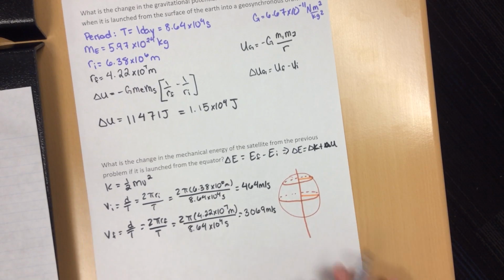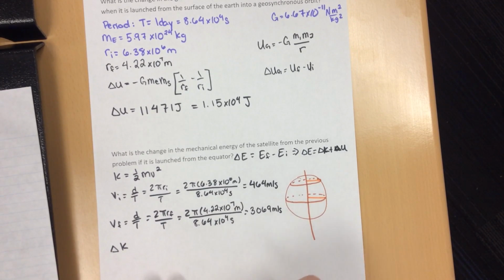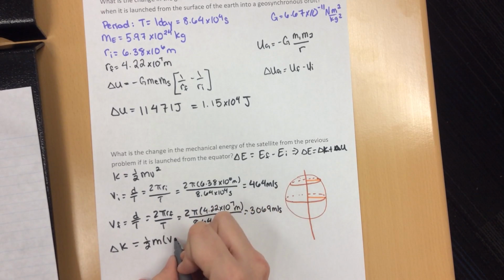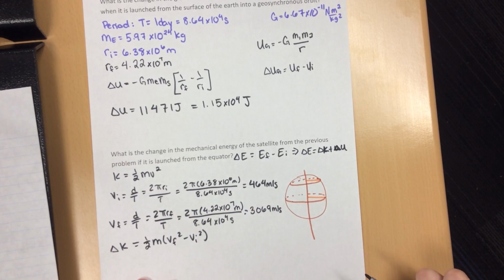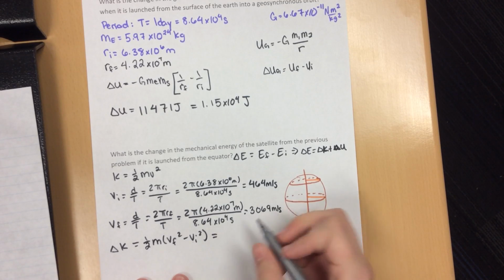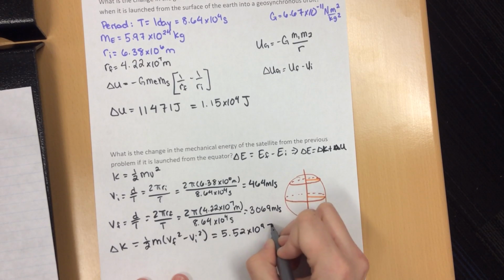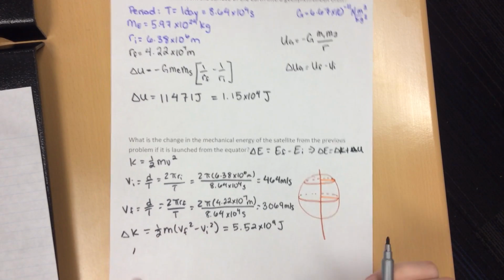So we can look at our change in kinetic energy. We're not changing the mass of our satellite, so when we write this, we can do some simplification. We're going to plug in our final velocity for this number, and our initial velocity is going to be this number. When we figure that all out, we get 5.52 times 10 to the 9th joules.